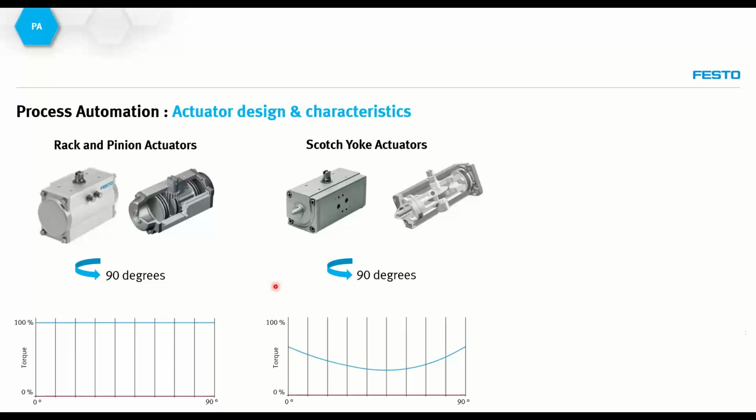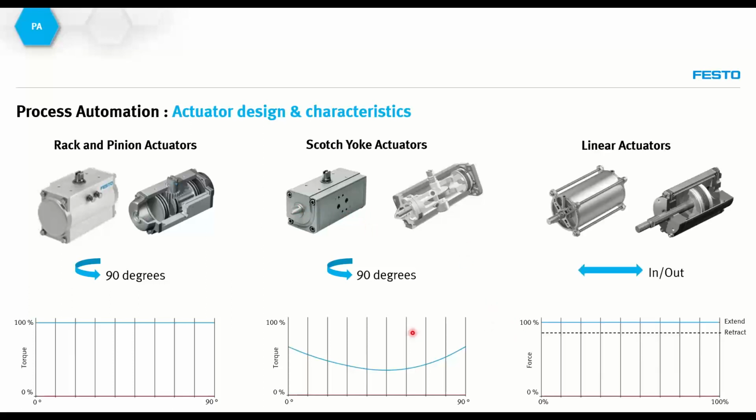But from the internal design, as we can see, the Scotch yoke actuator is more complicated. We have many parts inside, machined parts as well. So normally in the market or in the design, everybody is using the rack and pinion. Let's say it's more popular because it's more cost effective than the Scotch yoke actuators.